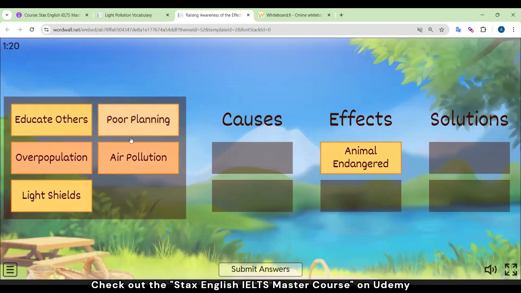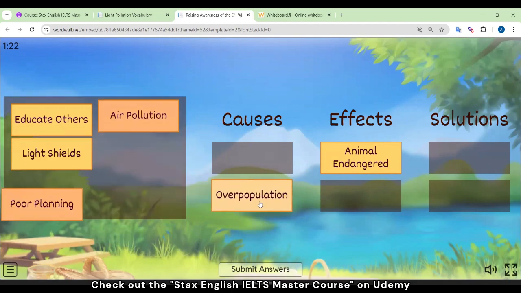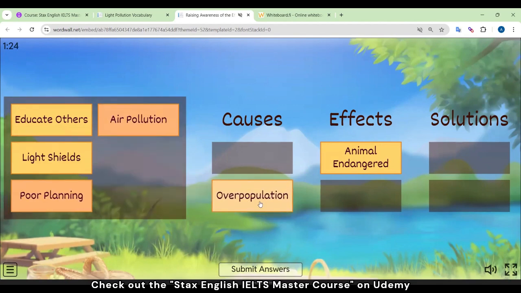Overpopulation. Overpopulation is definitely a cause of many problems. Too many people in a small area. So 50% of the world live in cities, and cities compared to the rest of the world are reasonably small. So when we have lots and lots of people in a city, it's called overpopulation. So that is a cause. Now, what sort of effect comes from overpopulation?